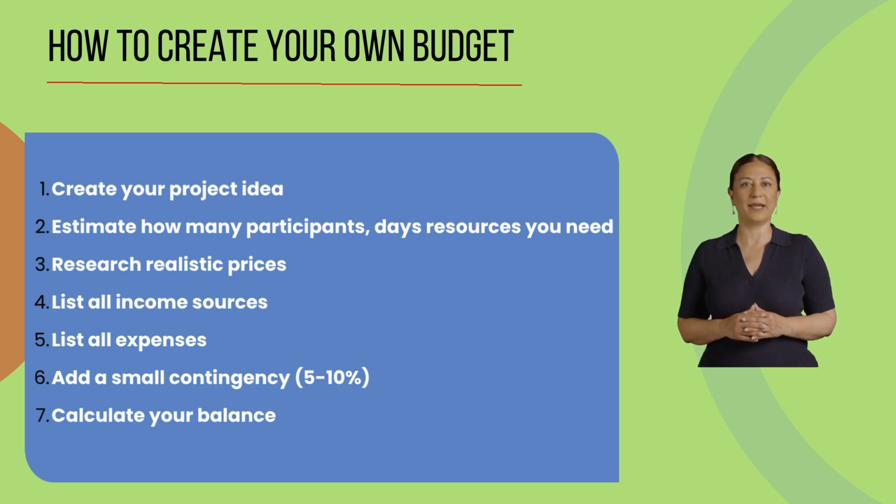Then continue with estimating the number of participants and days you'll need for your project, as well as the resources required. Next, it's important to do thorough research to determine realistic prices for all of your project needs. Once you have a clear understanding of your expenses, it's time to list all of your income sources. After that, make sure to add a small contingency of 5 to 10% to your budget to account for any unexpected costs. Finally, it's time to calculate your balance and ensure that it aligns with your budget goals. With this detailed process, you can create a solid budget for your project.